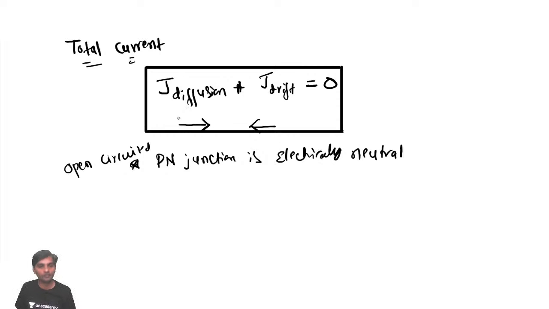Diffusion current is moving in this direction, and drift current is moving in this direction, which makes the PN junction electrically neutral. Clear? Okay.